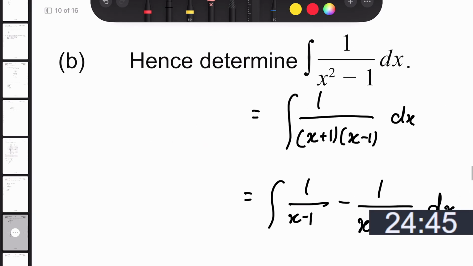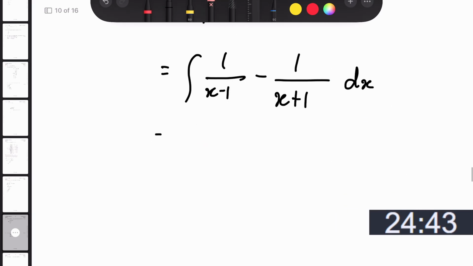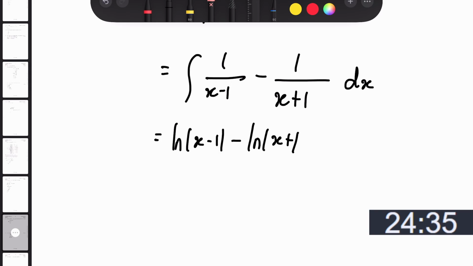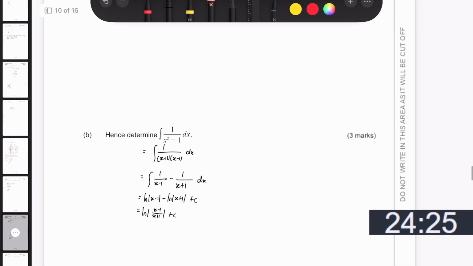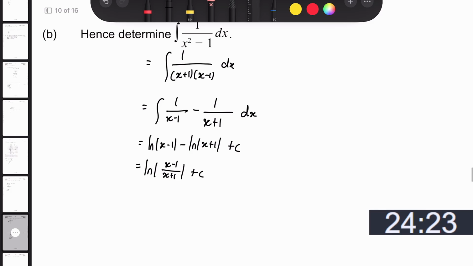Okay, so then this is just going to equal ln absolute value of x minus 1 minus ln of x plus 1 plus c. And we'll simplify that, so ln of (x minus 1) on (x plus 1) plus c. Okay.